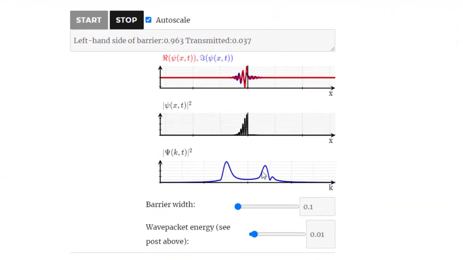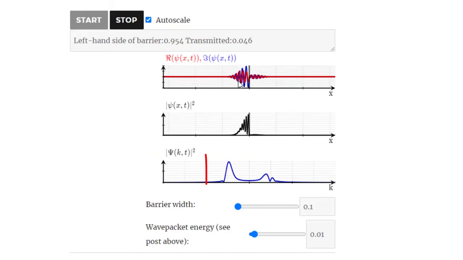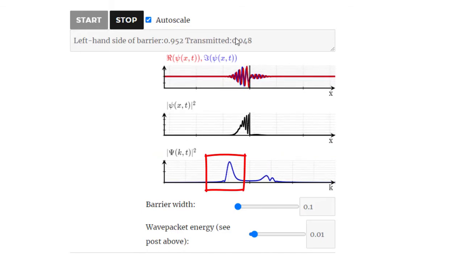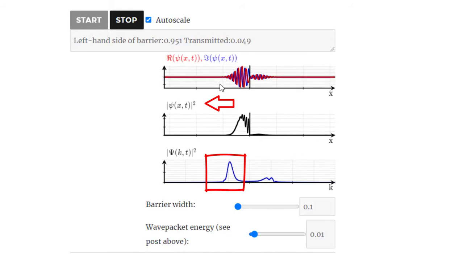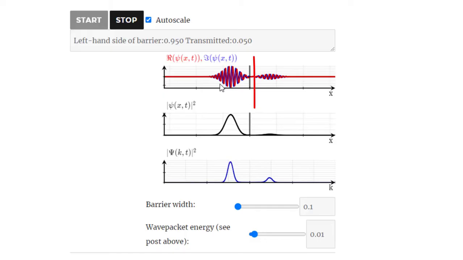Notice what's happening now is because we initially just had one positive momentum, we now have negative momentum because it's moving in that direction. Our transmission coefficient is very small. As opposed to 85% last time, now we've got 5% transmission through the barrier because the energy of the wave packet is so much smaller. Tunnels off and continues on its merry way.